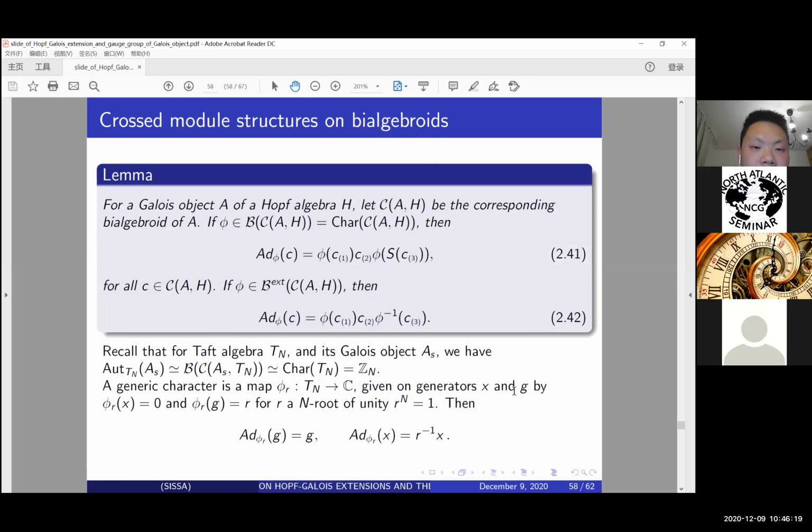And at last, I will go back again to the Galois object A of any Hopf algebra. In this case, the bisection turns out to be a character on the corresponding bialgebra. Using the formula above, we can calculate at phi of C equals phi of C1, C2 times phi of S33. But wait, I mean, here when you say the corresponding bialgebroid A, this bialgebroid A is actually a Hopf algebra.